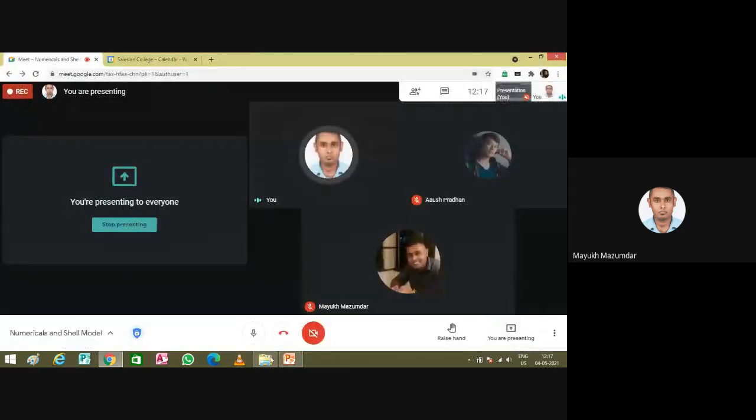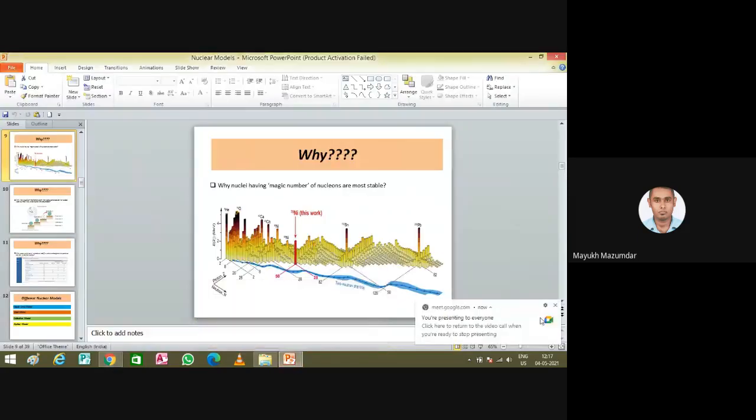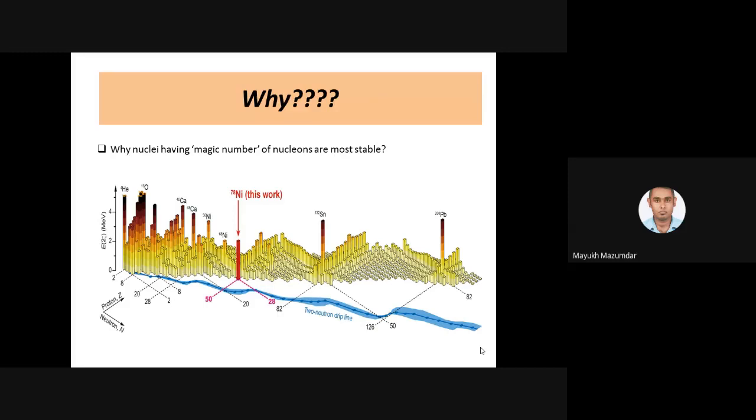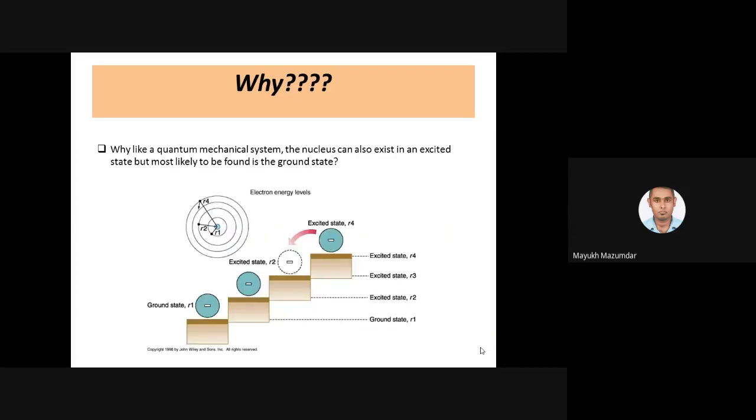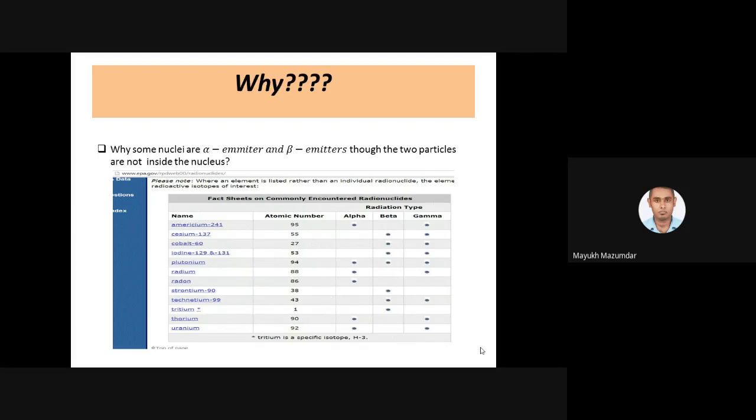So another motivation was, why are these nuclei excessively stable? Why, like atoms, is the nucleus also found to exist in certain quantum states, and most probably in the ground state most of the time, and it can traverse to any excited state and stay there for some time? And why are certain nuclei alpha and beta emitters?